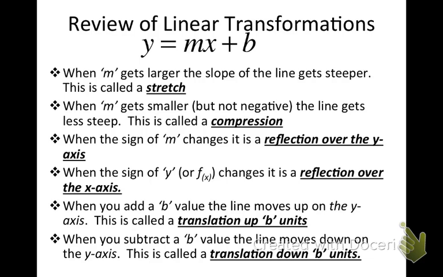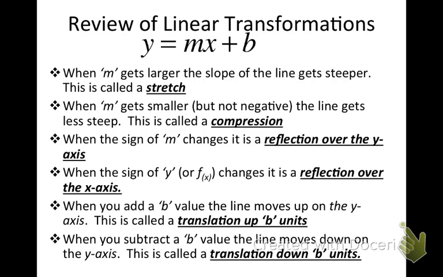We also learned that when you add a b value to your equation, the line moves up on the y-axis, and this is called a translation up b units, whatever number b is. And when you subtract a b value or add a negative b value, the line moves down on the y-axis, and that is called a translation down b units. So if you haven't written this down somewhere in your math notebook and you don't know this stuff, you need to write it down, study it, and memorize it.